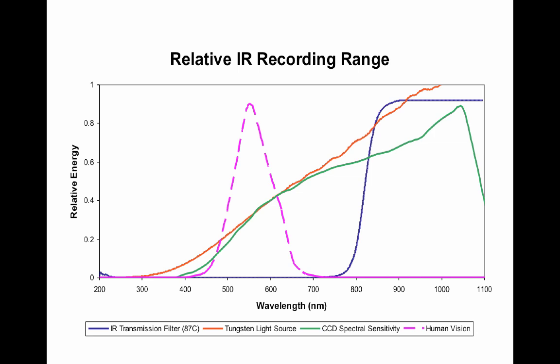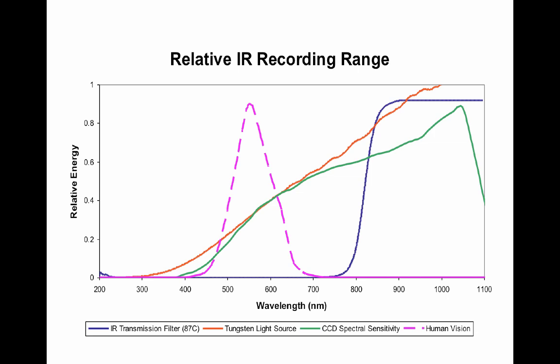The orange line is the tungsten halogen light source, and we saw previously that it doesn't have a lot of ultraviolet or blue content, but has a very high amount of red and infrared content. The green line is the CCD spectral sensitivity, so the sensitivity of the digital sensor on the camera. And the blue line is the filter that's replaced the infrared blocking filter. So we've modified the camera and taken off the infrared blocking filter and now installed an infrared transmission filter rather than a blocking filter.